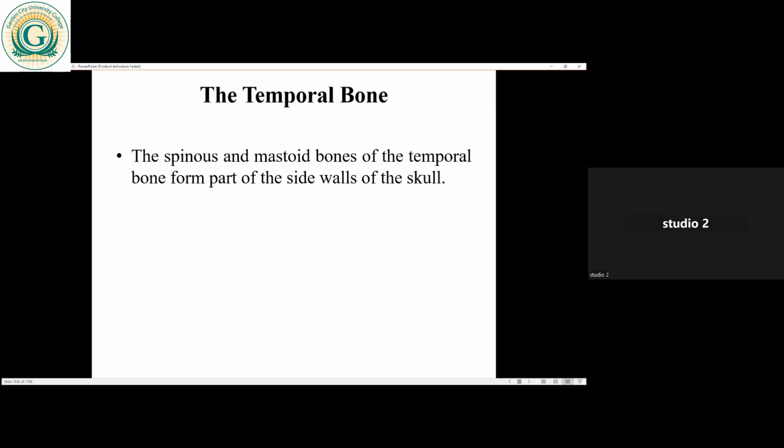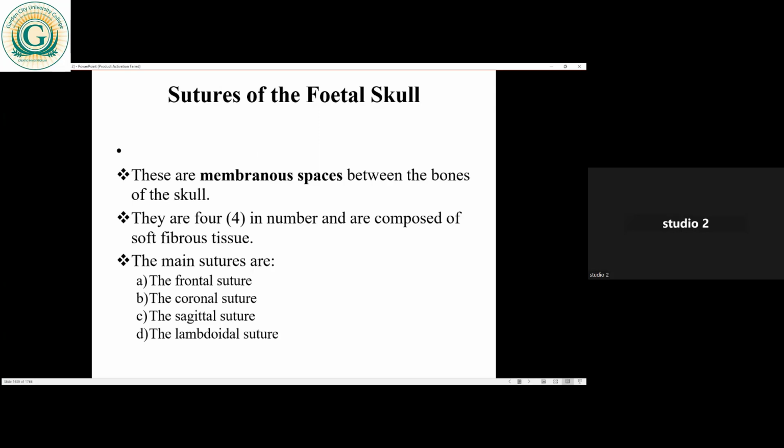And then you have the temporal bones. The squamous and mastoid parts of the temporal bones form part of the side walls of the fetal skull. Remember, we are describing the bones of the fetal skull. So we have the sutures, the lines that separate the bones. We call them sutures.